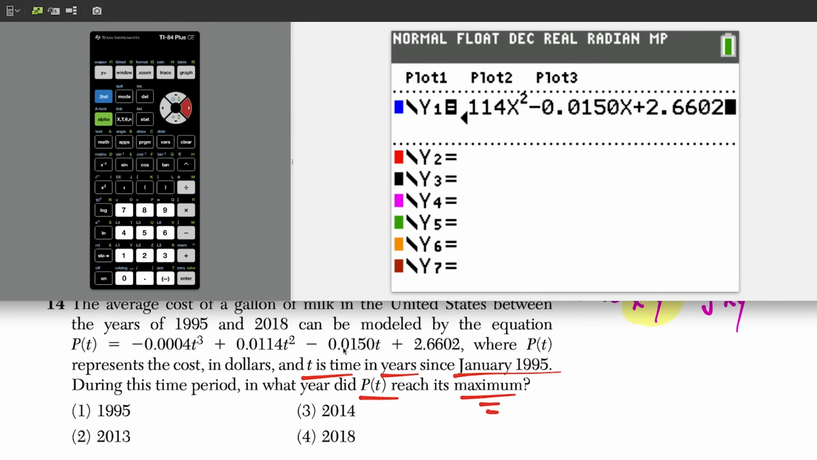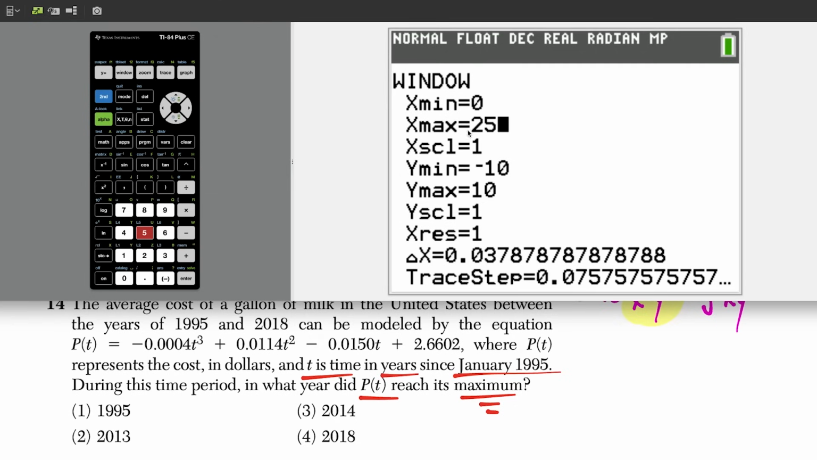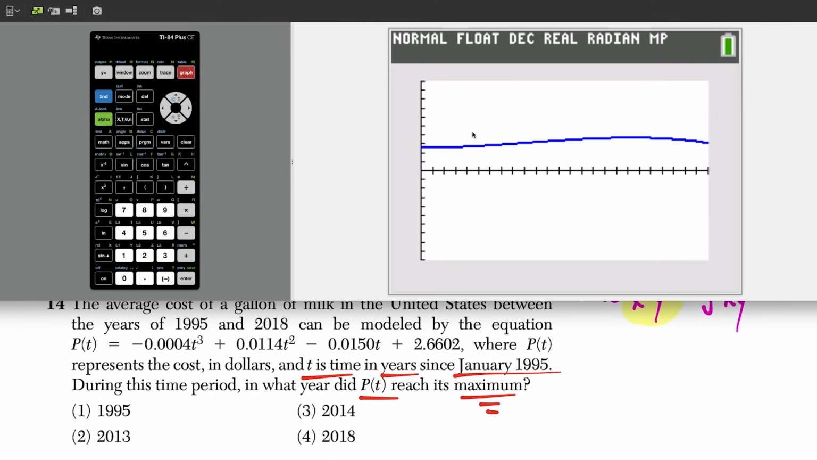So now that we have everything typed in, let's think about t is the time in years since January 1995. And the last answer choice here, choice 4, has the latest year at 2018, which is 23 years after 1995. So when I make my graph here, I'm going to go over to the x minimum. I'm going to start at 0, and I'm going to go out to 25, because 23 years goes by to bring us from 1995 to 2018. So I need to go out far enough to capture the maximum and something that'll cover one of these answer choices here. So now we press graph, and notice we have this picture here.